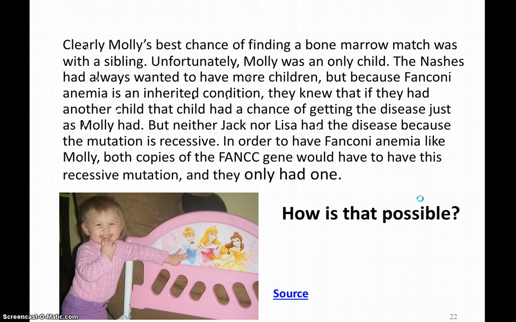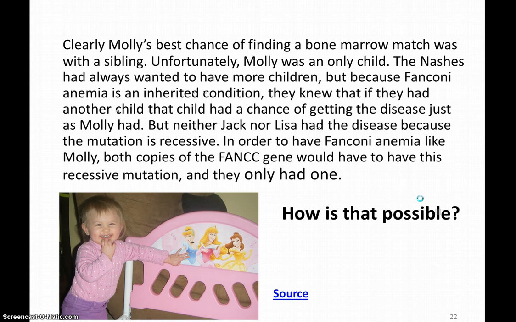So clearly, Molly's best chance of finding a bone marrow match was with a sibling. Unfortunately, Molly's an only child. The Nashes always wanted to have more children, but because Fanconi anemia is an inherited condition, they knew that if they had another child, that child had a chance of getting the disease just as Molly had. But neither Jack nor Lisa had the disease because the mutation is recessive.